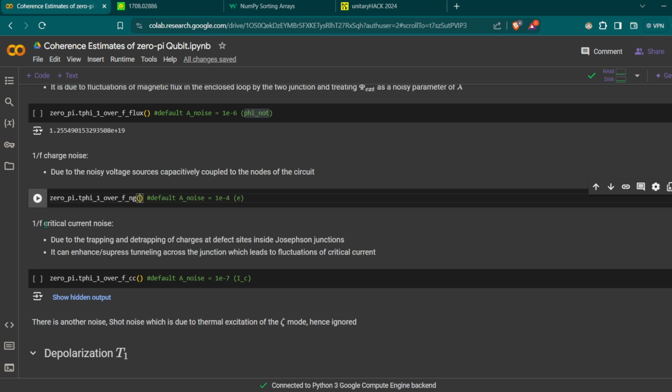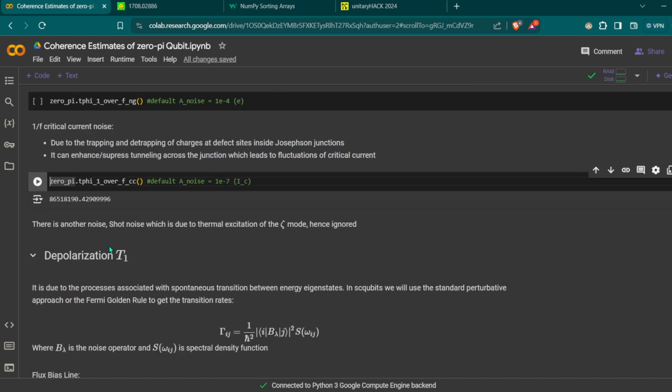And we also have another type of noise, which is the critical current noise. It is due to the trapping and de-trapping of charges at defect sites inside Josephson junctions, and it can also enhance or suppress tunneling across the junction, which leads to the fluctuation of the critical current in the circuit. So I can also use this method, that is d phi 1 over FCC, which is the CC for the critical current, and we have the E noise in this case as 10 power minus 7, and it is denoted by IC. If we output this value, we'll get this kind of value for our defined qubit.